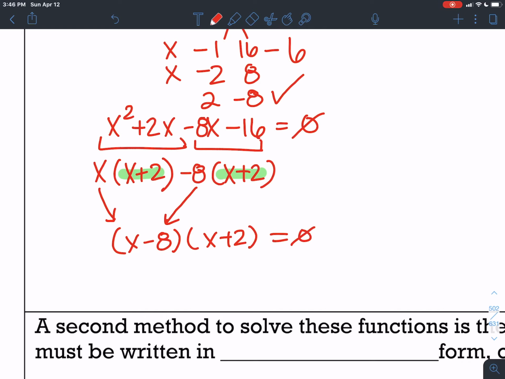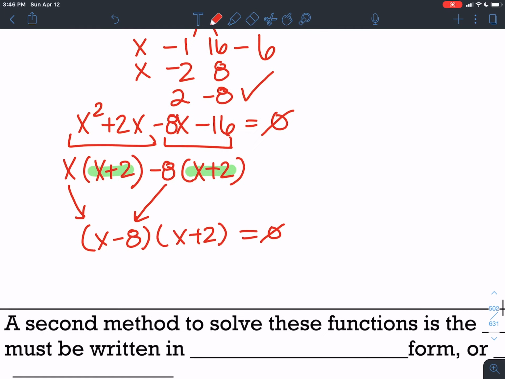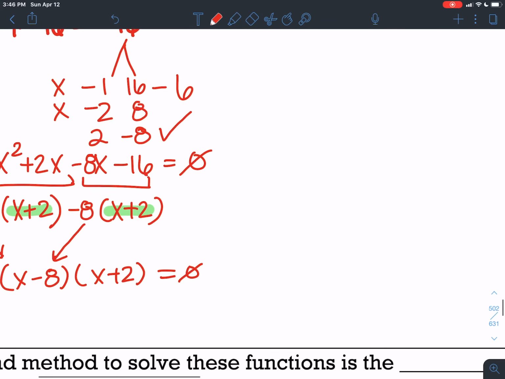Now that I have this, I should automatically know that my answers are going to be the opposite of the number that's in the parentheses with x divided by the coefficient of that x. So I know this is going to be +8, -2. But just to make sure we understand this, I'm going to take this equation and do it the long way.